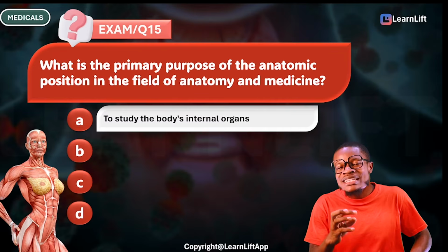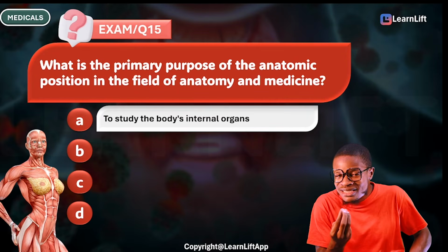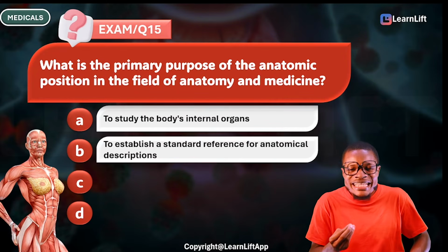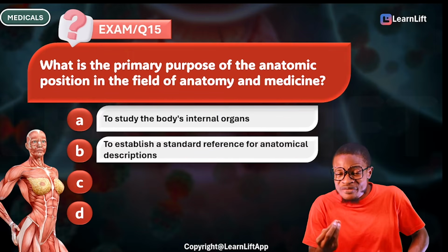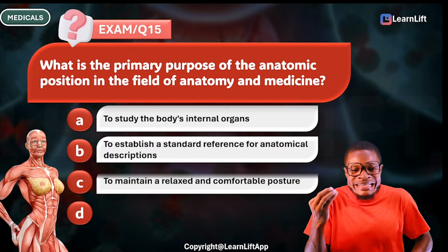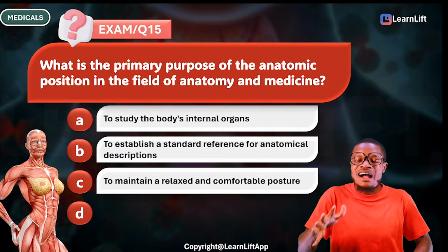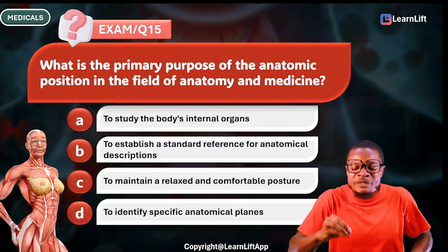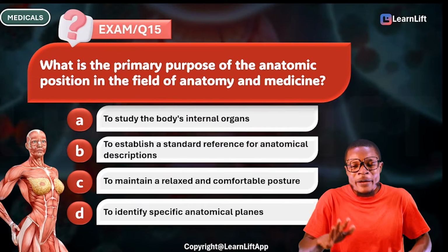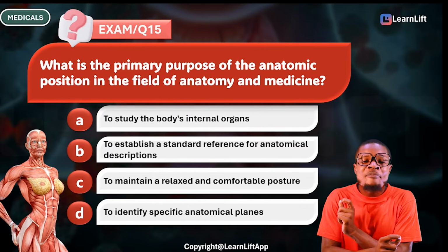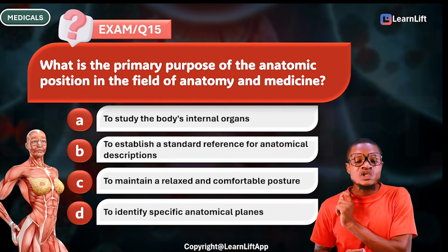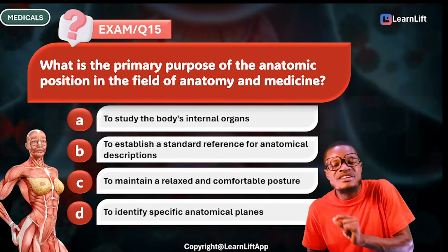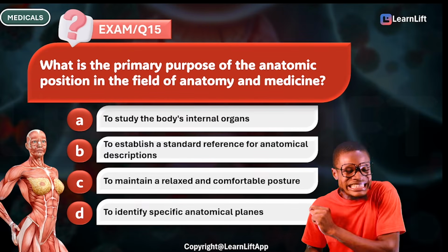Option A says to study the body's internal organs. B says to establish a standard reference for anatomical description. C says to maintain a relaxed and comfortable posture. Option D says to identify specific anatomical planes. Okay, what's the correct answer? The primary purpose of anatomical position is to establish a standard reference for anatomical descriptions.